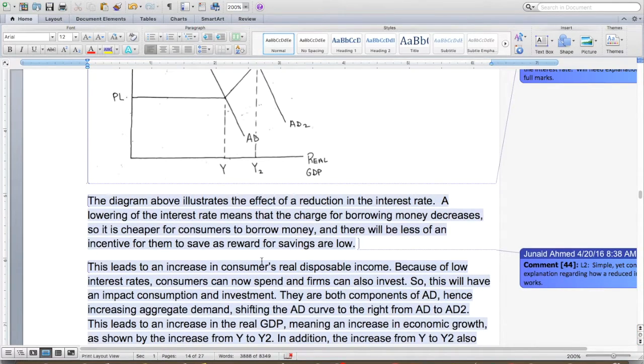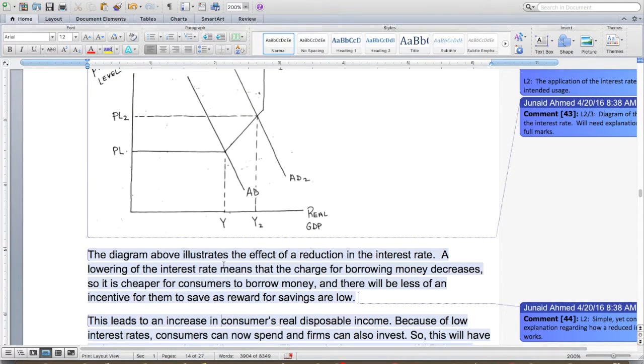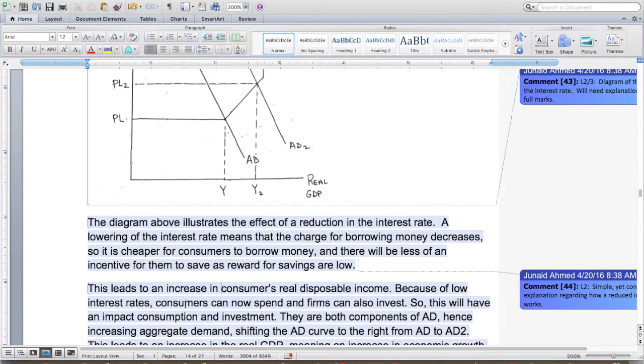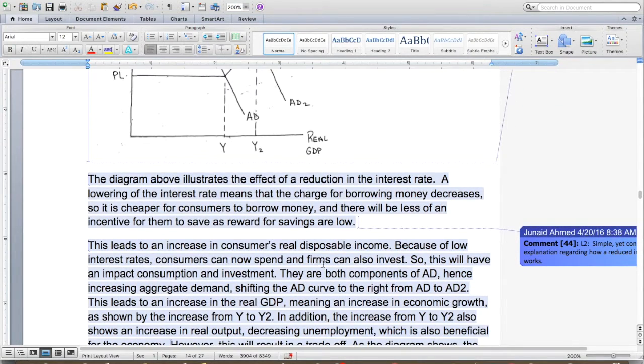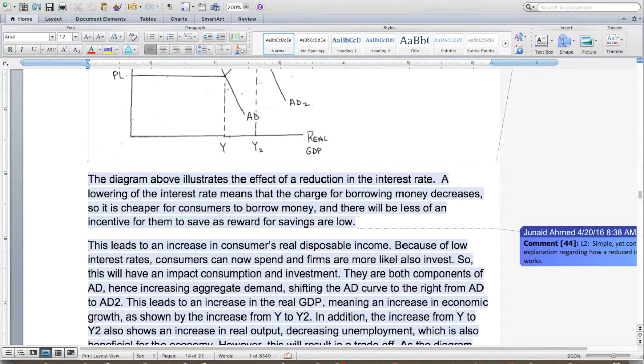Okay. This leads to an increase in consumers' real disposable income. This leads to an increase in the likelihood, I would say. Well, actually, this is true. It does lead to an increase in real disposable income because if you were paying back a loan before at a high interest rate, now it's lower, you have more money in your pocket. Because of low interest rates, consumers can now spend and firms are more likely to invest.